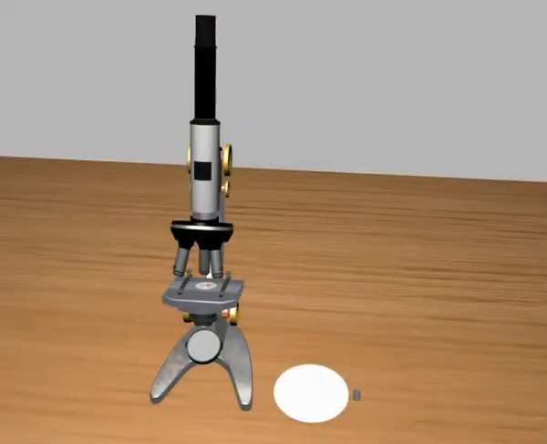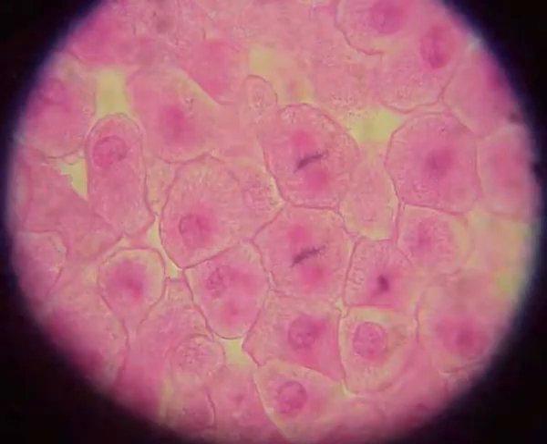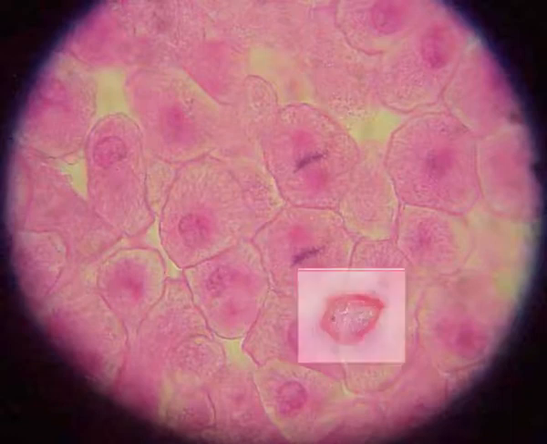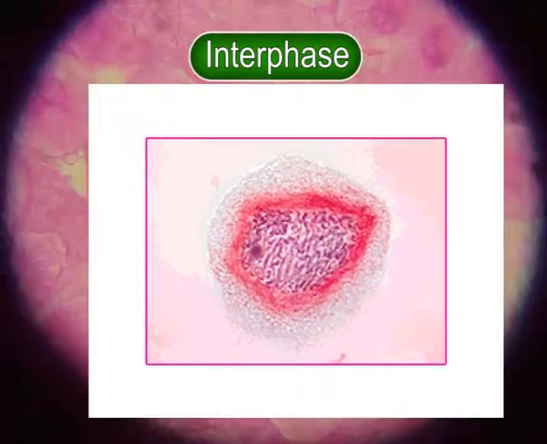Observations. Let us look for a cell which represents a non-dividing phase of the cell cycle, that is, interphase. It is a phase between two successive cell divisions. Chromatin fibers appear in the form of a network within the nucleus. The nuclear envelope is visible and this dark stained body is the nucleolus.